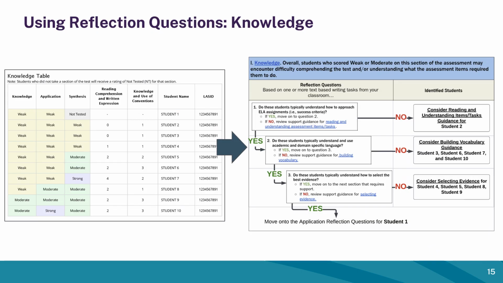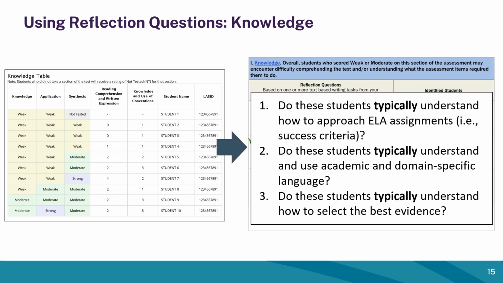Now we are going to begin to work through the reflection guide. The first set of questions in the questions table asks you to consider the information in the score report for the group of students who scored weak or moderate on the knowledge section. These students are listed in the group roster section of your score report, and specifically the knowledge table. The reflection questions are intended to help you identify what each student is struggling with. The questions are ordered with the most pressing issues first.